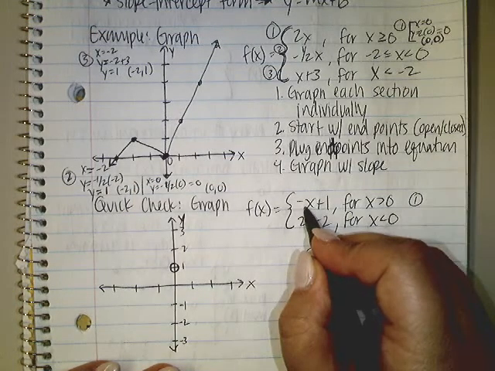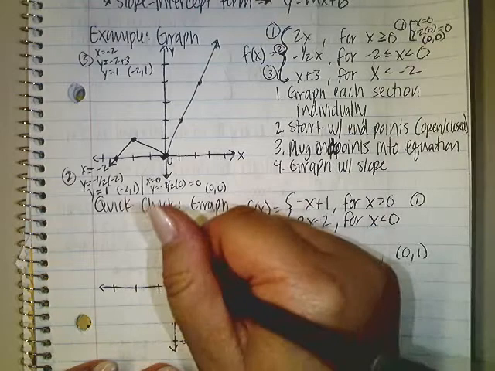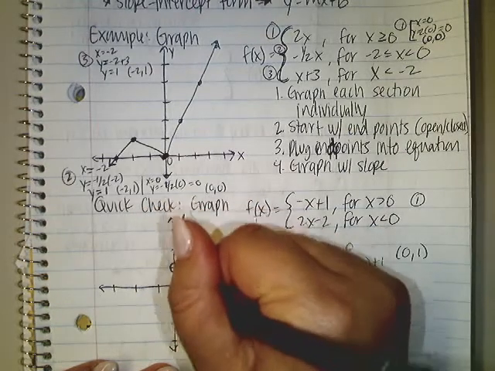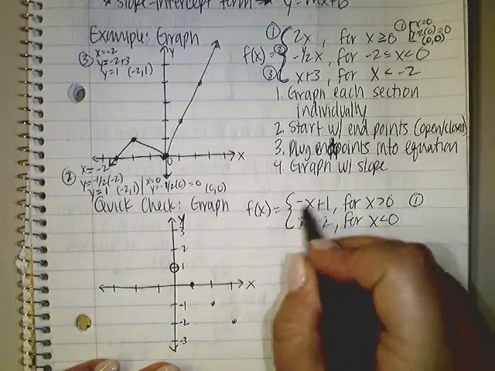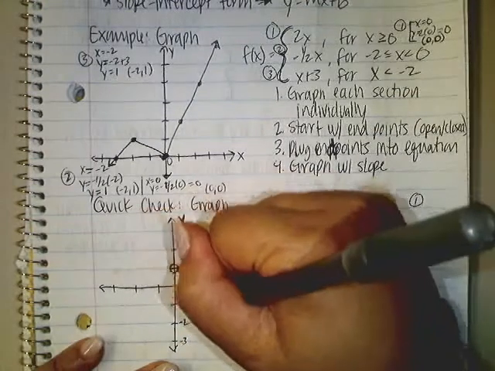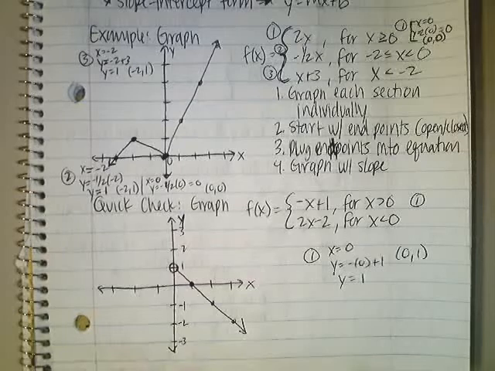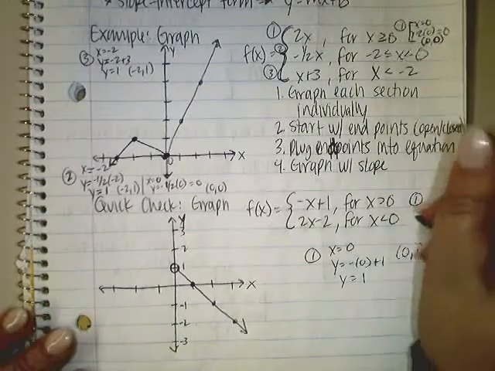And now I have a slope of -1. So I'm going to go down 1 over 1 this way, down 1 over 1 this way, down 1 over 1. So I use my slope here to graph this side, graph my line, and I'm all set. So then I'm going to do number 2.